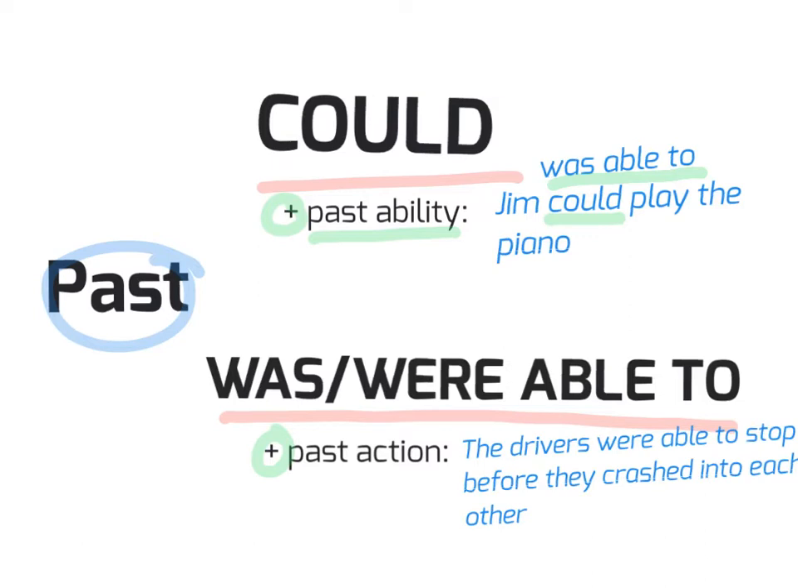But when we refer to a past action, that means a particular situation, only was or were able to is possible. For example, the drivers were able to stop before they crashed into each other. This is a particular situation.